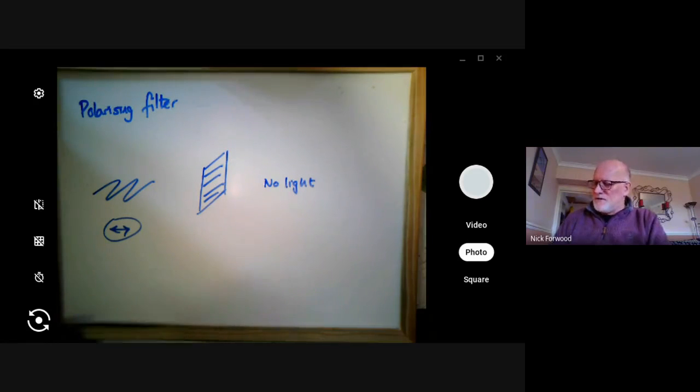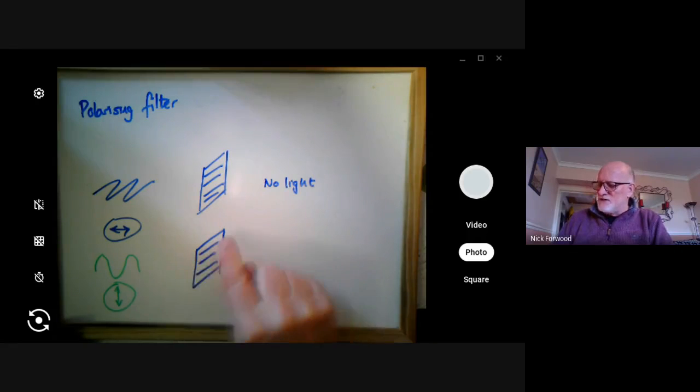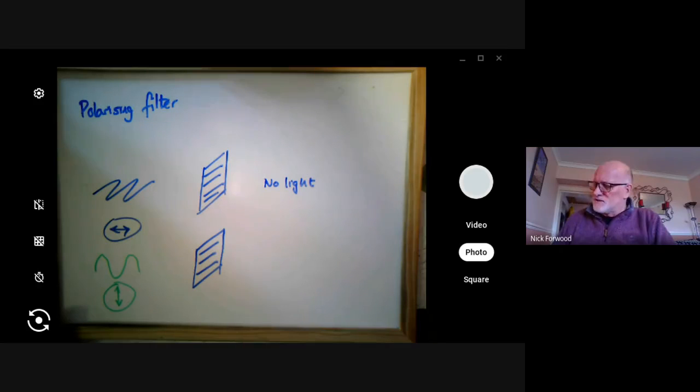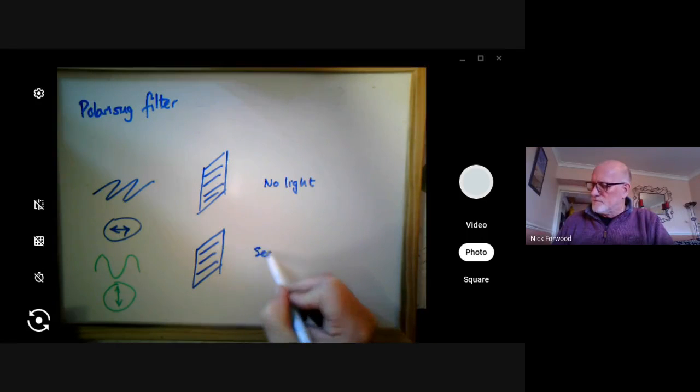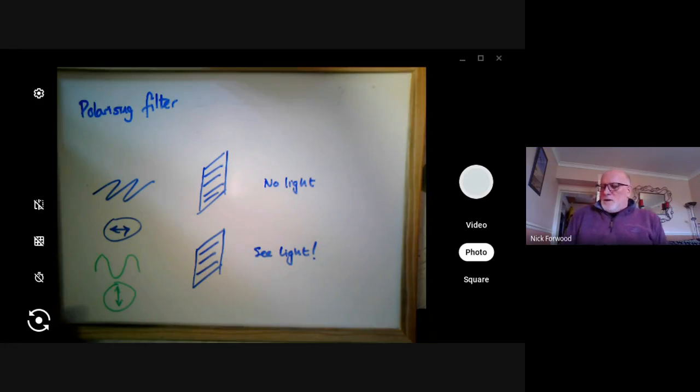Now, if we leave the polarizing filter that way and we send our wave this way, which is vertically polarized, then the wave can get through. It can get through because it's completely at 90 degrees to the energy absorbing molecules, and the wave can get through like that. And so here you would see light. Okay. So this is what polarizing filters do.